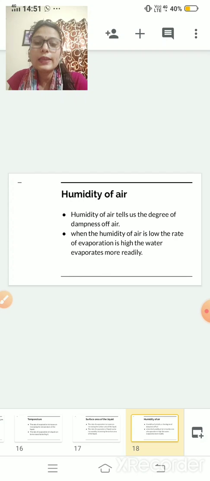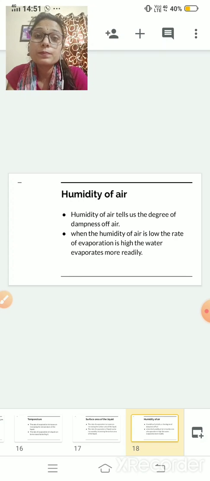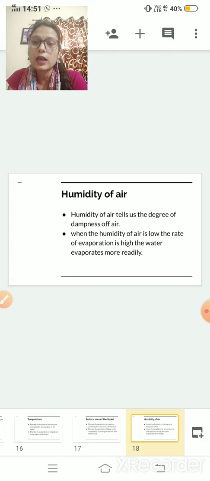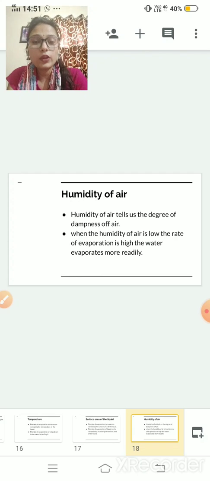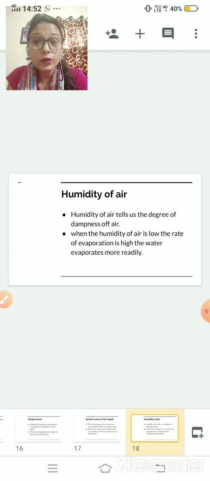Clear? So basically humidity of air tells us the degree of dampness of air. Dampness means how much water molecules are present in the air. When the humidity of air is low, that means less water particles are present in the air, then the rate of evaporation is more because there is more space as compared to when the water particles are more. Clear? So when the humidity of air is low, the rate of evaporation is high and water evaporates more readily. Understood why? Because more space is there.